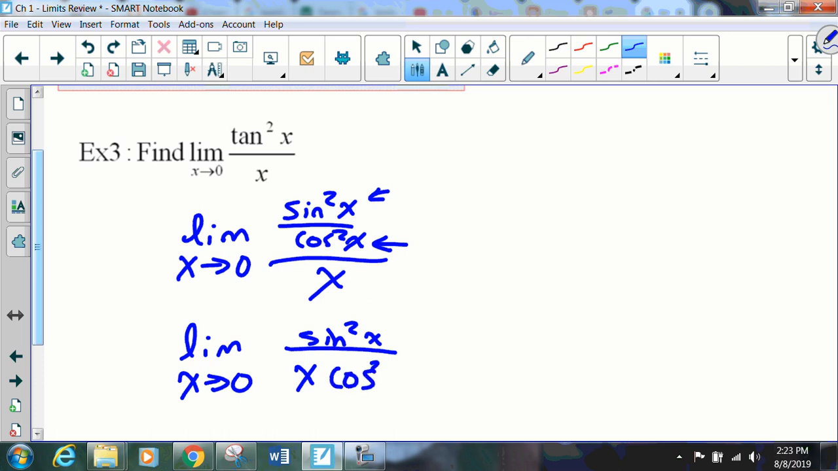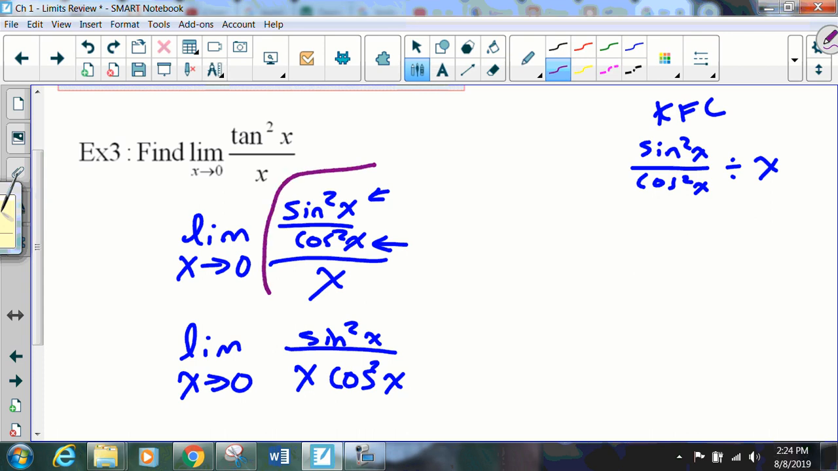Now, if that doesn't make sense, you can always do, oh gosh, I hate to say Kentucky Fried Chicken, but that's the keep, flip, change with any fraction, right? We could do the sine squared x over cosine squared x divided by x. That's what this part says. It's really a division problem, right? And so keep says keep the first fraction the same. Flip says flip the second fraction.